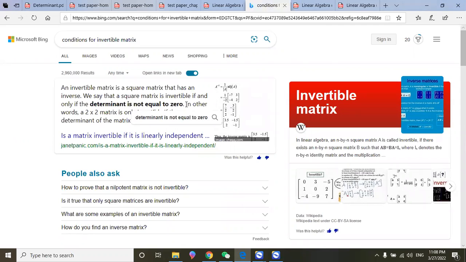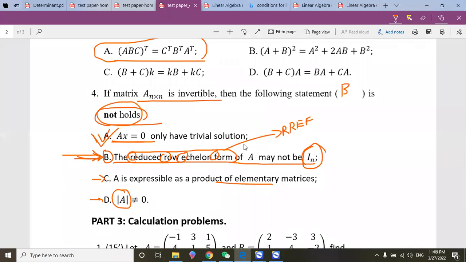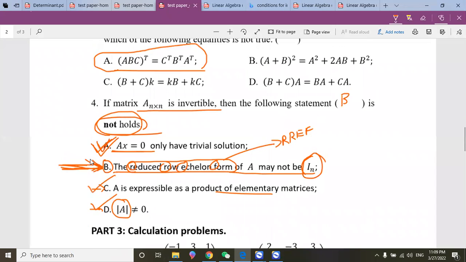You can see here. So we say that a square matrix is invertible if and only if the determinant is not equal to 0, right? So this is also a condition. So we can see these three conditions are true, but only for B, the second condition, this is not true. That's why our answer will be B.